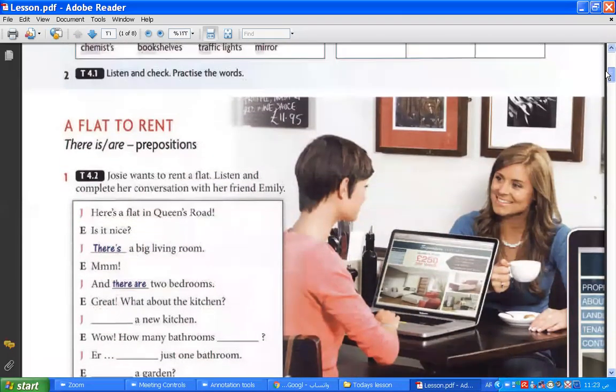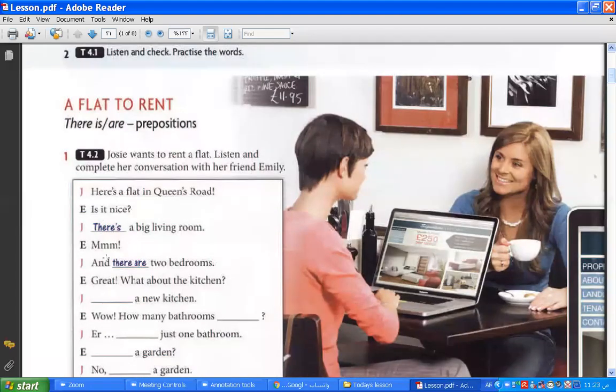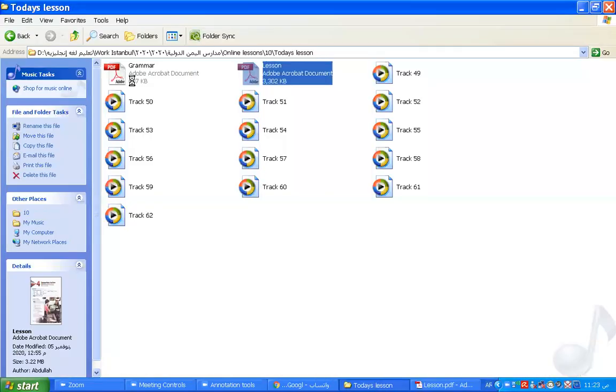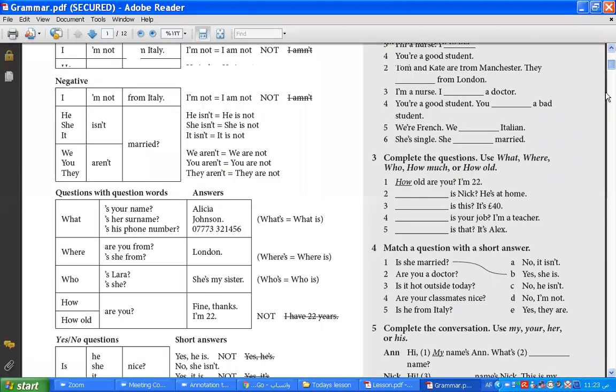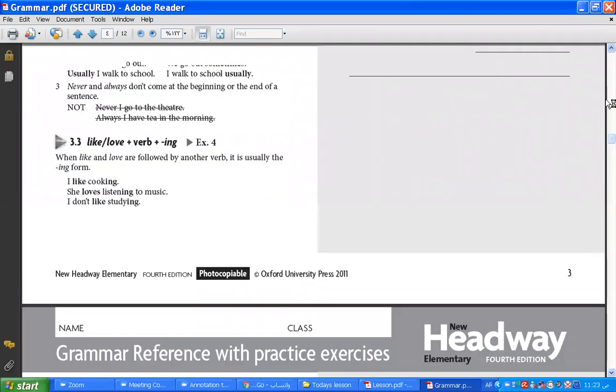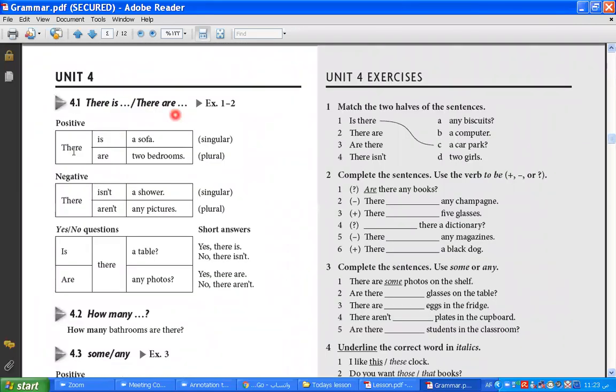Last week, we started this grammar about there is, there are. I give you this grammar in unit 4, this one, there is, there are. There is for singular, mufrad. There are for plural. There is a sofa in my living room. There are two bedrooms in my apartment. So there is singular, there are plural.